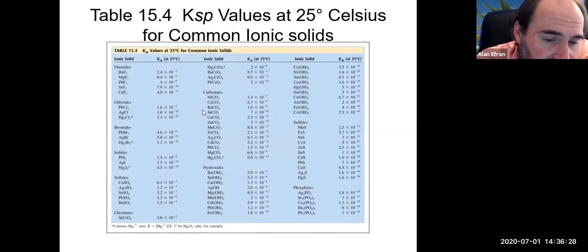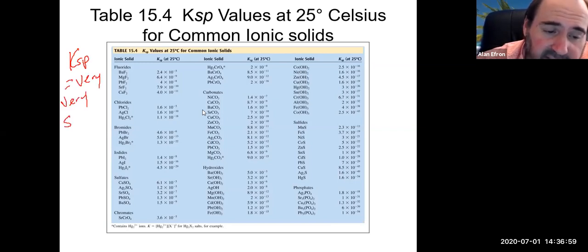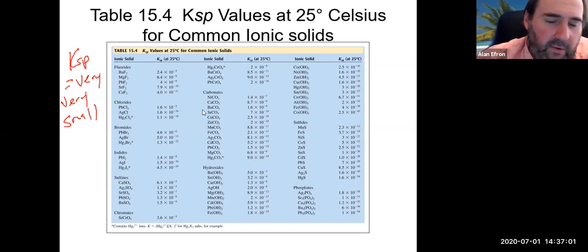Here are the values in the table, and I personally can't see it very well on my screen, but you have a similar table in your book. I think this might be from an older version of your book, but I would assume it's down in chapter 16. If you look at all these numbers, what you will see is they are all very, very small values. So Ksp values are usually very small. So what does that mean?